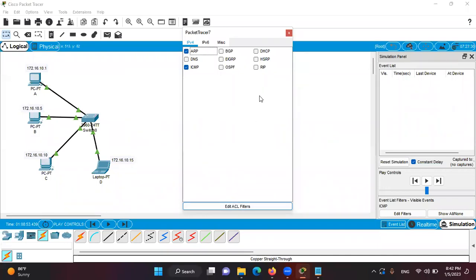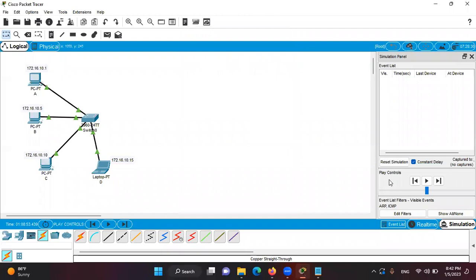I'll enable that too. I just enable ICMP and ARP, both protocols, right? So ARP is used to find devices in a network.